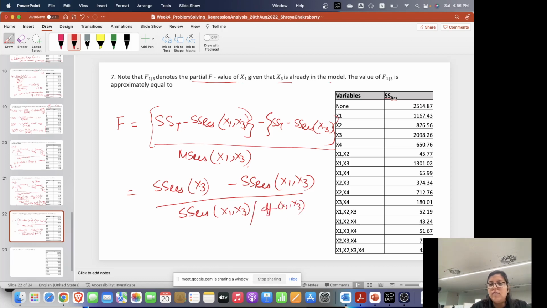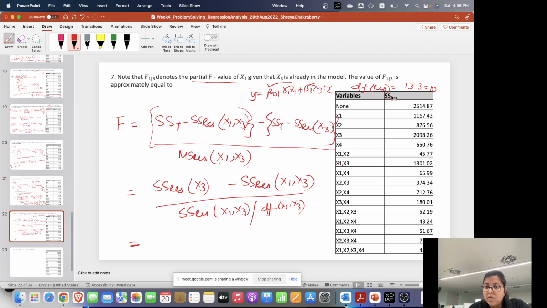So if we fit the model, our full unrestricted model was beta naught plus beta 1 x1 plus beta 3 x3 plus epsilon. So we had 3 unknown parameters. So df of residuals would be 13 minus 3, that is 10. So we just put the values here.